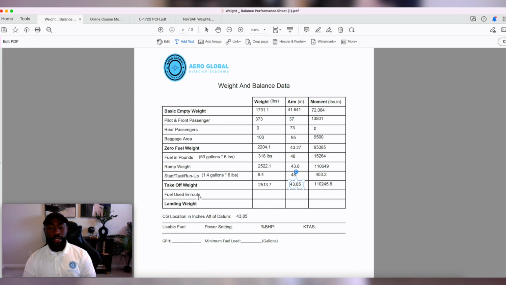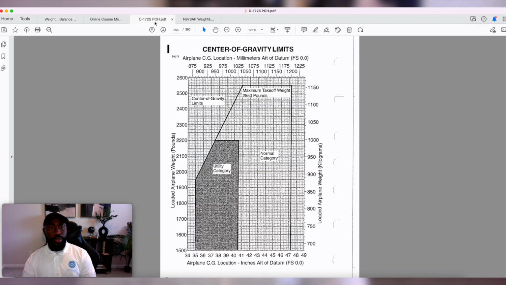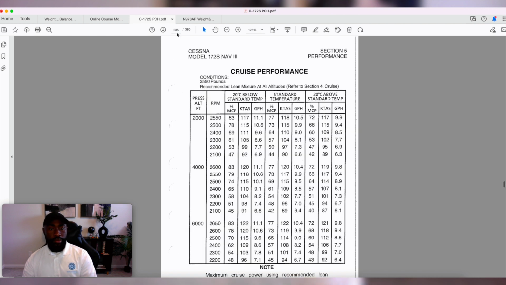To calculate the fuel used en route, it's important to come out here and fill out your parameters for your flight. In order to do that, you have to be familiar with the cruise performance table. So I'll use this opportunity to introduce you to the cruise performance table. For this aircraft, the cruise performance table has a few details that we'll go into in a little bit more detail for you to understand the concept behind that.